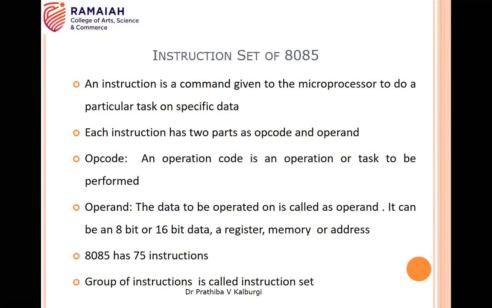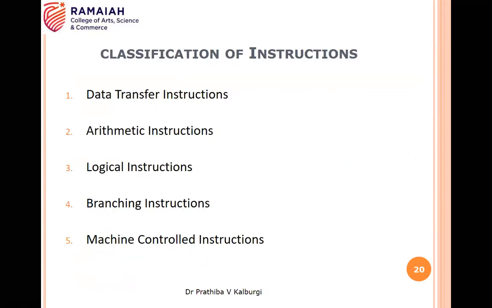So all these 75 instructions are going to be grouped under different categories. Now what are these categories of the 8085 instruction set? It is being classified under 5 categories. One, we call it as the data transfer instruction. The second is your arithmetic instruction. Third, the logical instructions. Fourth, we term it to be the branching instructions. And then the last one is the machine control instructions.